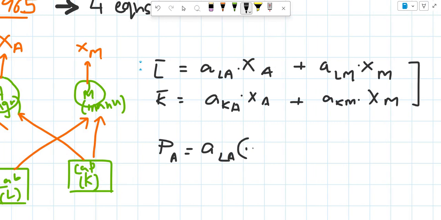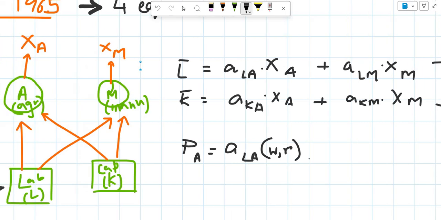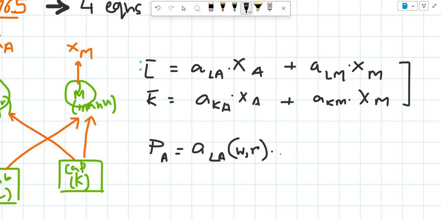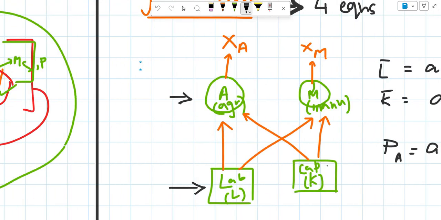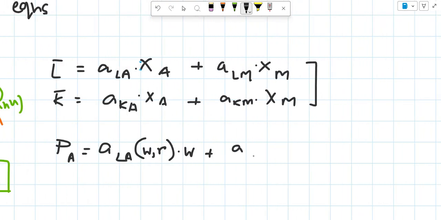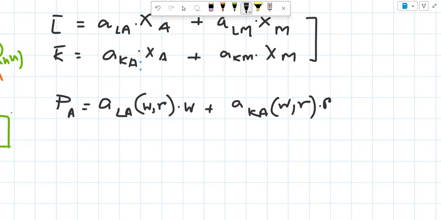It is a function of W and R. The factor income associated with labor will be W, which is the wage rate, plus, the agricultural sector also uses capital. So you have AKA, which is a function of W and R, and because you are using capital, you have to consider the factor income for capital, which is the interest rate R.